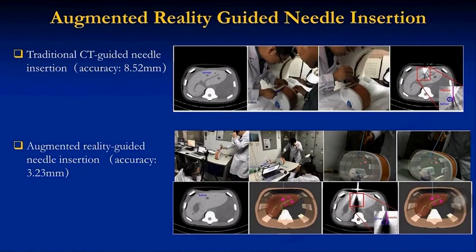We have carried out a test to validate the effectiveness of this AR guidance. By using the traditional CT-guided needle insertions, the accuracy is around 8.5 millimeters. And then by using the AR-guided needle insertions, the accuracy can be improved to around 3.23 millimeters. That's quite a significant improvement.